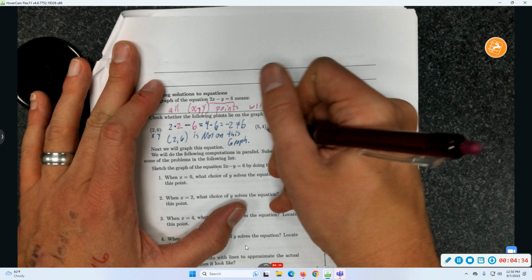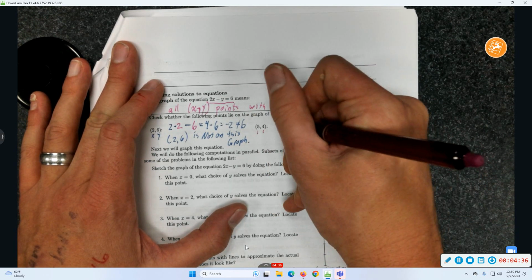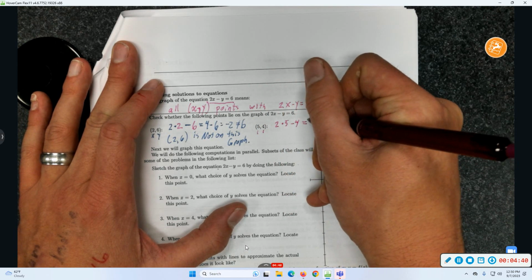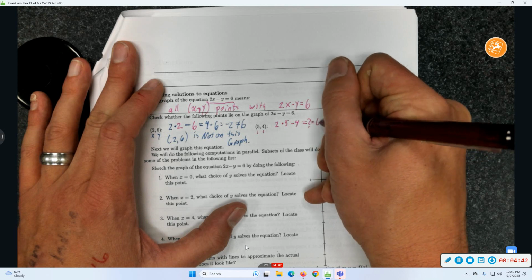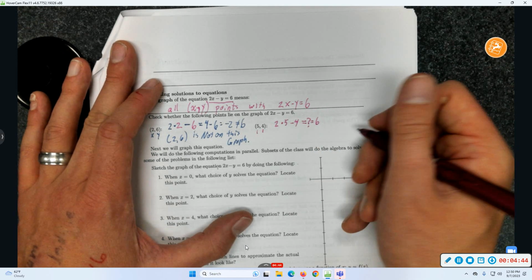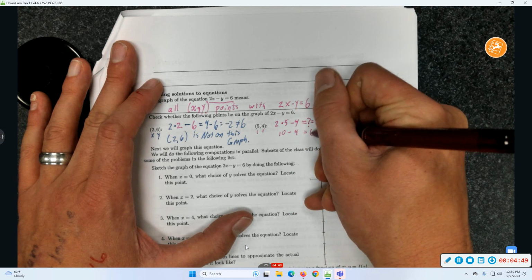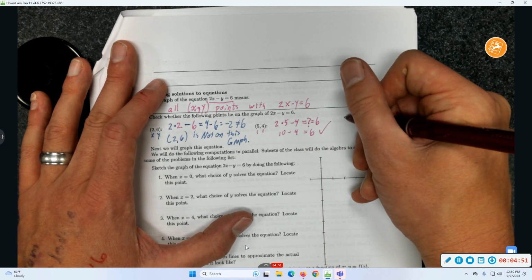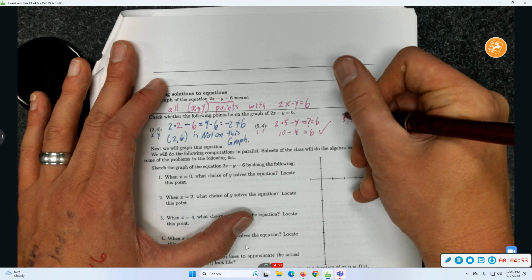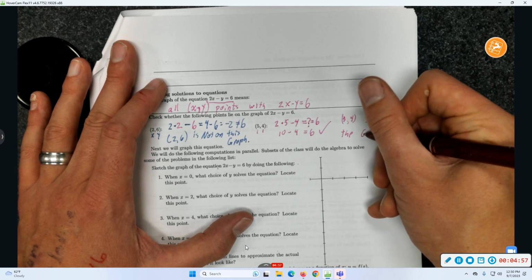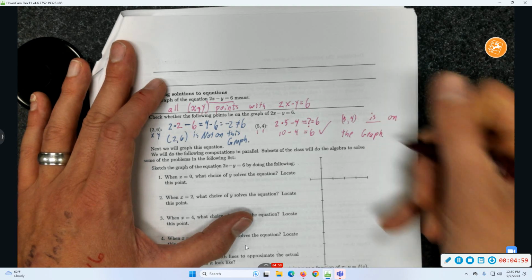So, what do you do? You plug in x equals 5, y equals 4. 2 times 5 minus 4. You would like to know, is that equal to 6? So, let's do that. 2 times 5 is 10, minus 4. Yeah, that's 6. So what's the conclusion? (5, 4) is on the graph.